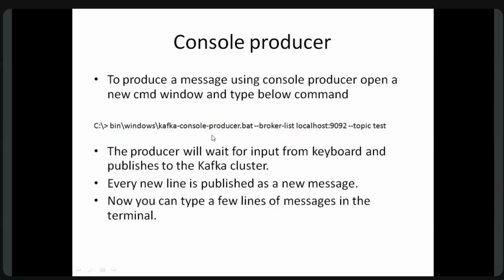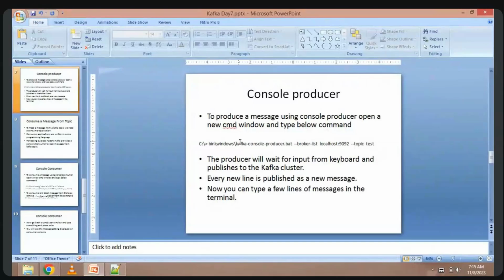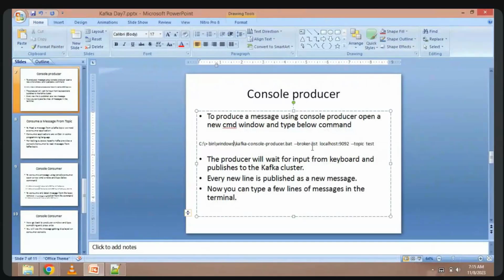This command is an application which will run as the producer, and you can send data to the topic using this command. The complete command is kafka-console-producer, then --broker-list localhost:9092, and then the name of the topic to which you want to send the data.